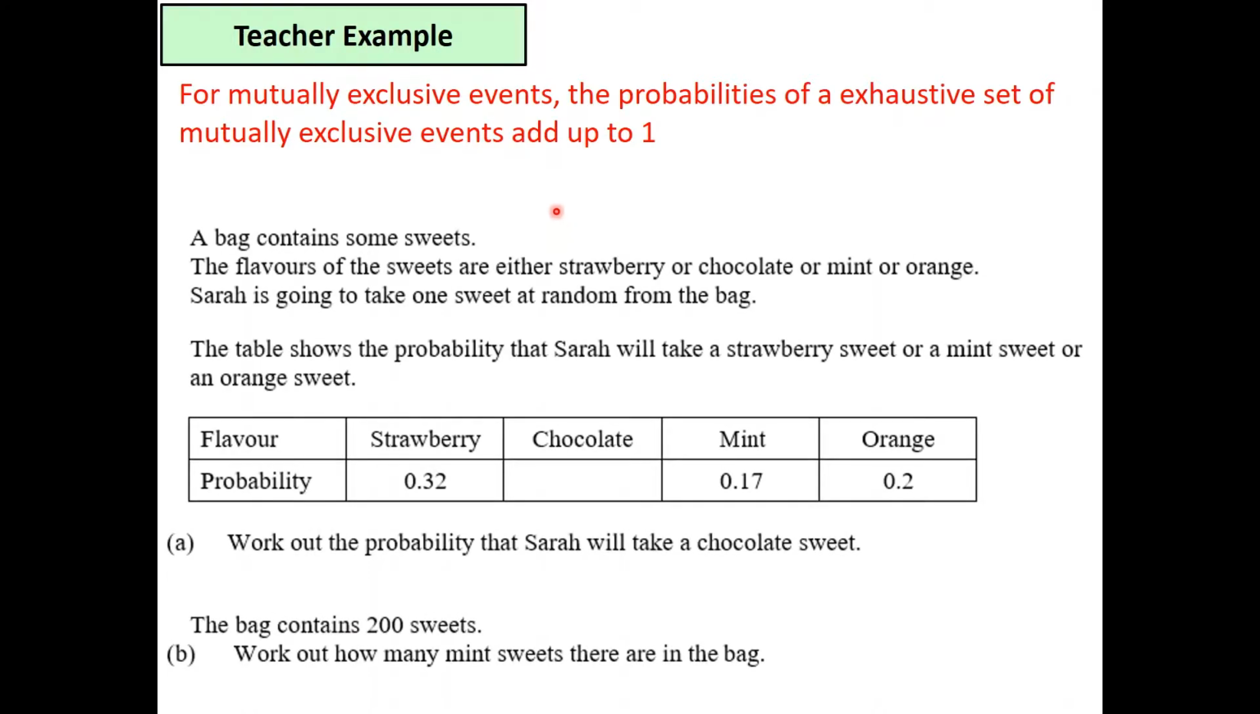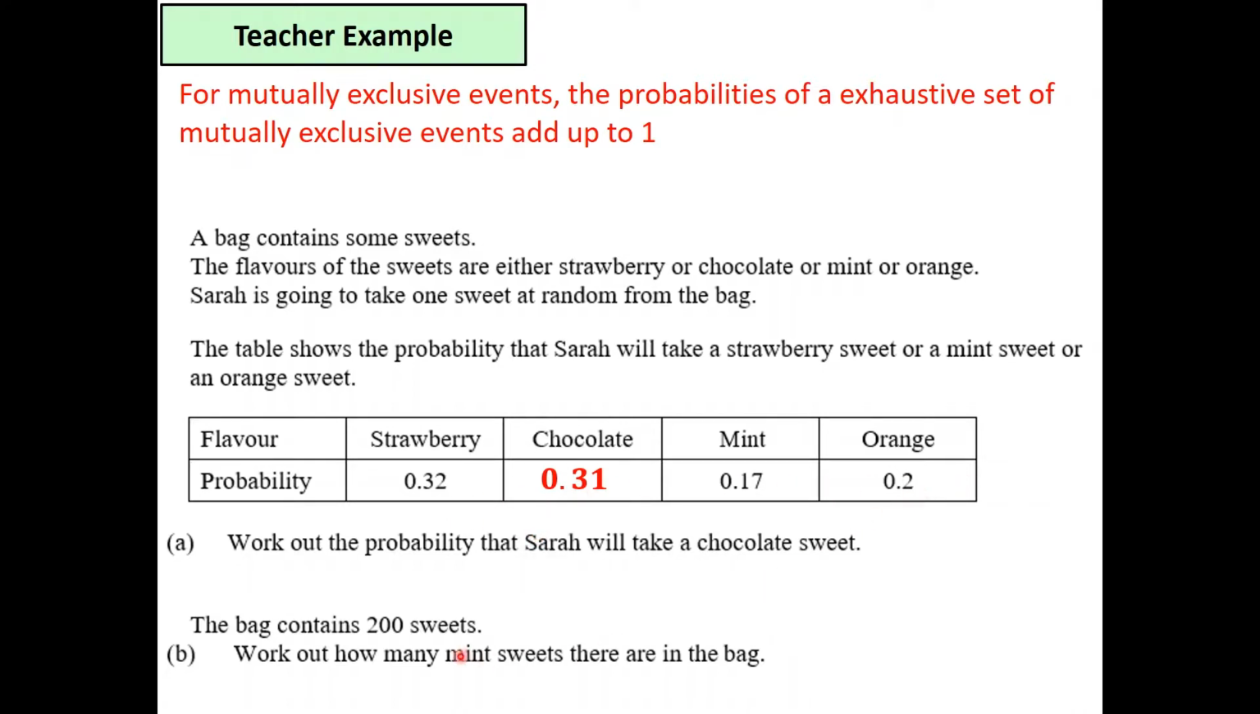Here is another example. A bag contains some sweets. The flavours are either strawberry, chocolate, mint or orange. So they are mutually exclusive. Those are the only flavours in the bag, and you can't get one sweet that's got both. Work out the probability that Sarah will take a chocolate sweet. Well, based on what's written up here in red, I know that this has to add up to 1 altogether. So this missing bit has got to be 0.31 because that makes it add up to 1.